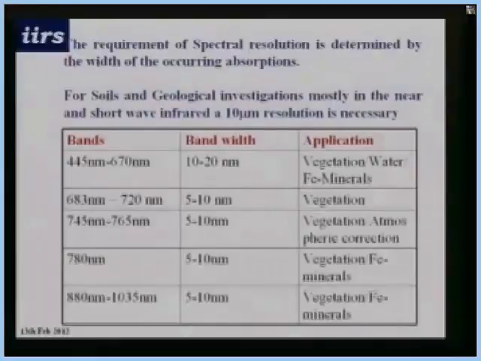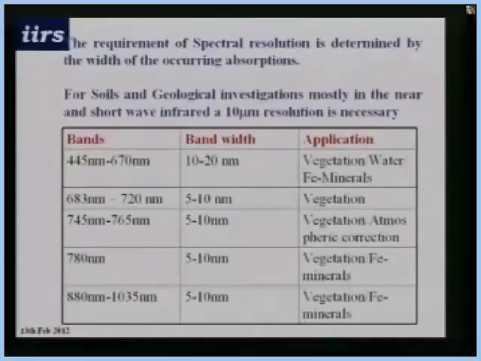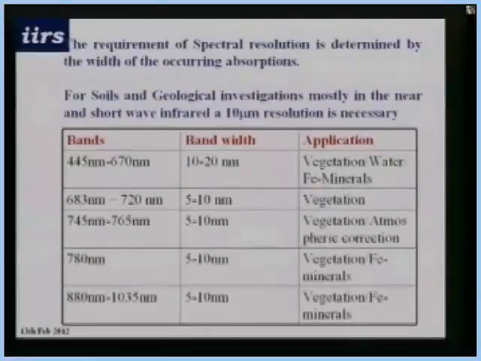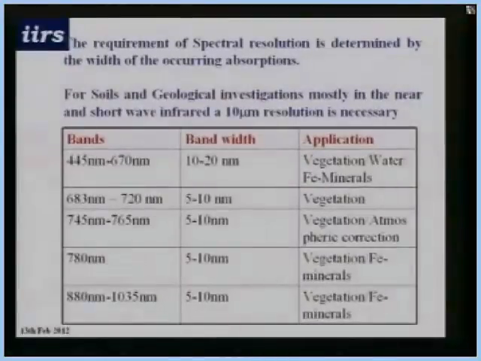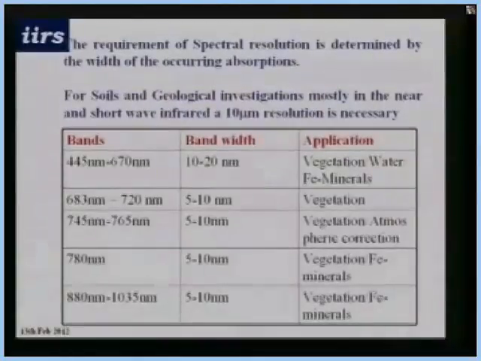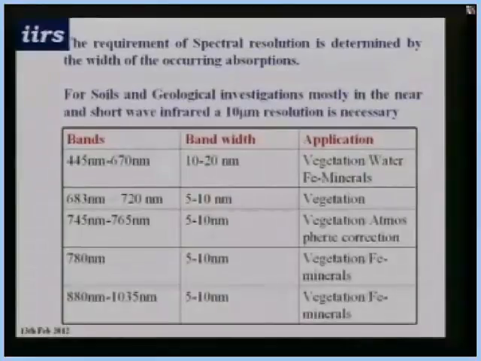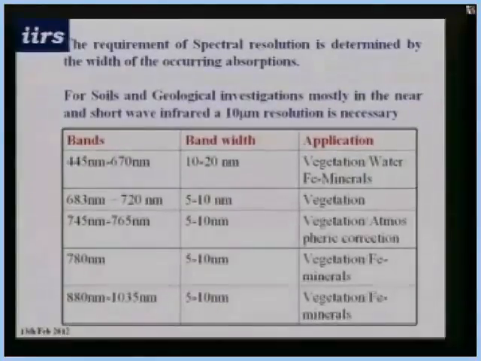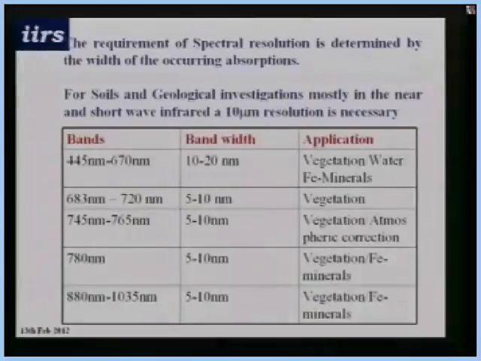So for vegetation, water and iron mineral studies, it's 10 to 20 nanometers, in the region 450 to 670 nanometers. For clear vegetation application, it's in the red infrared region with 5 to 10 nanometers. Then again in the infrared region it is 5 to 10 nanometers for vegetation and atmospheric studies, from 780 nanometers for vegetation and iron minerals. And again in the middle infrared region also it is 5 to 10 nanometers.